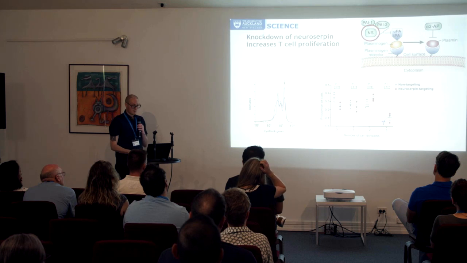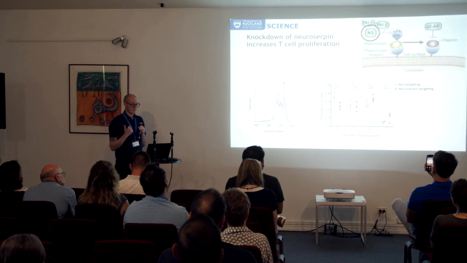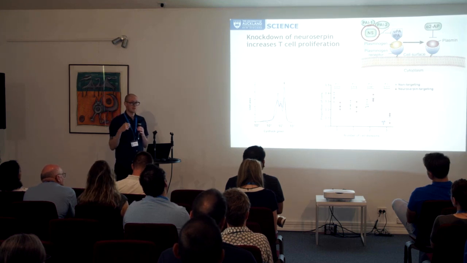And when we knocked these cells down and then activated them, we saw an increase of T-cell proliferation. So what we have so far is that plasmin, when it's present in T-cell activation, increases the cluster size and T-cell proliferation. And the way we measure this is by loading up these cells with a fluorescent dye that dilutes every time the cells divide.